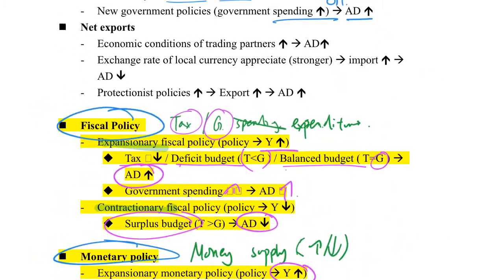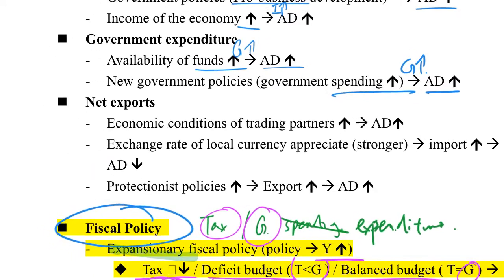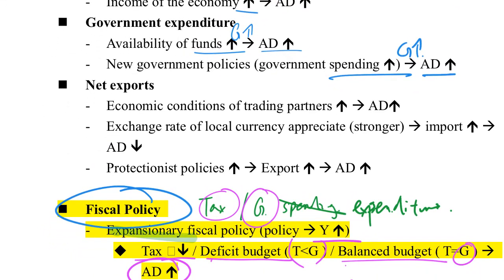Okay, so one more thing is about net export. We go back to here. Net export, because we are talking about partners, that means the foreign countries doing business with us. They will try to buy our things. So if they have better economic conditions, then their income increases. They will try to buy more things. So our export will increase.